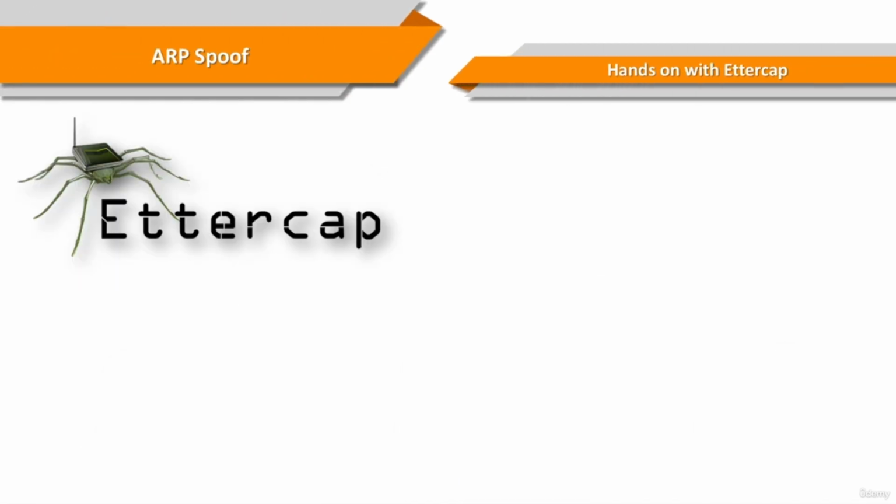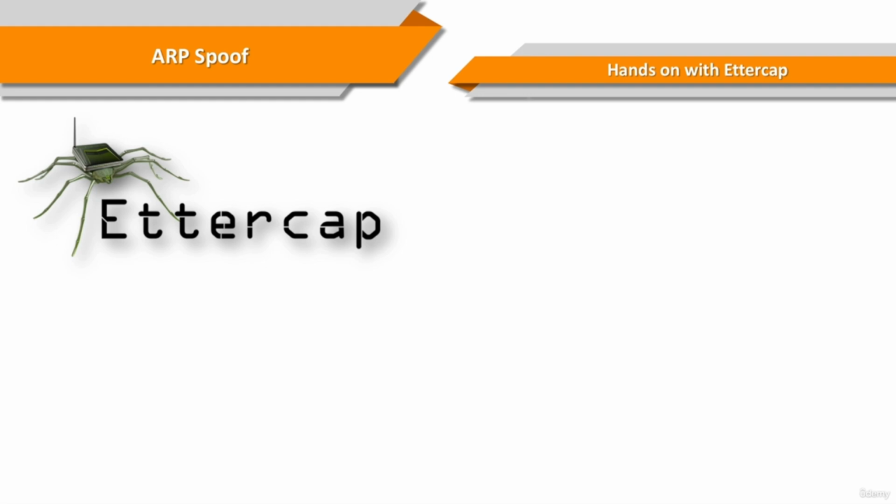There are several tools to perform an ARP spoof attack, such as arpspoof, the command line tool which is embedded in Kali. But we're going to use Ettercap for the demonstration of the ARP spoof attack.